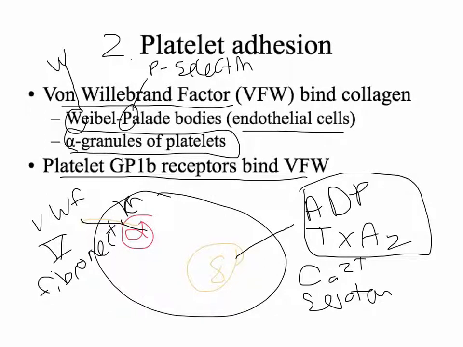And when we get to step 3, degranulation, the primary thing we're going to be focusing on is the degranulation of these dense bodies, or these delta granules. But I point out these granules now because I want to point out that we get some von Willebrand factor from these alpha granules, but most of it comes from the Weibel-Palade bodies.